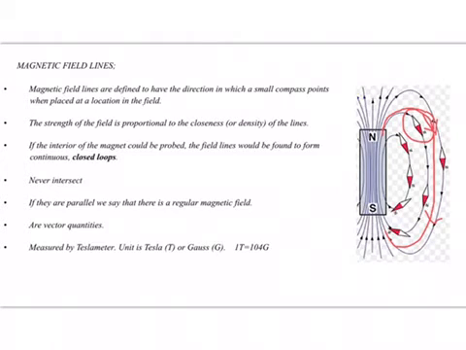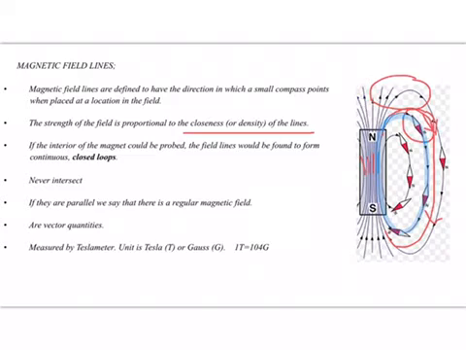The strength of the field is proportional to the closeness, or the density, of the lines. The closer the lines, the bigger the strength. As the density of the lines gets less, the intensity decreases. If the interior of the magnet could be probed, the lines would form continuous closed loops. You see that the loops are closed. There is no beginning and no end.